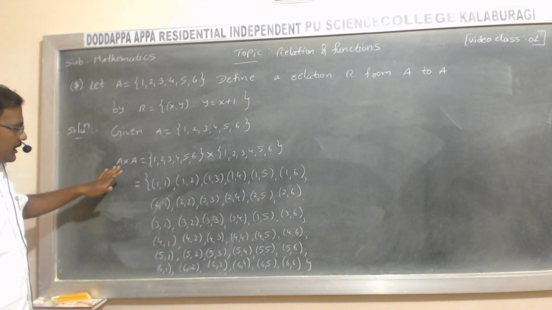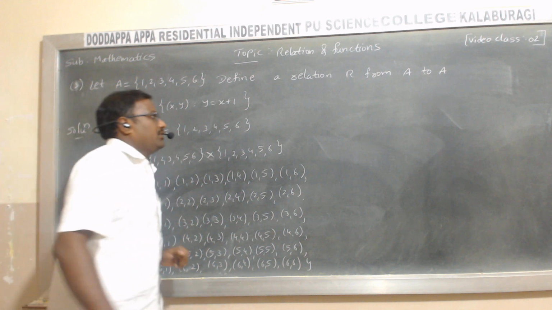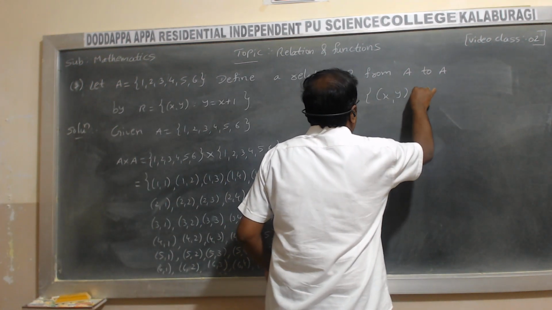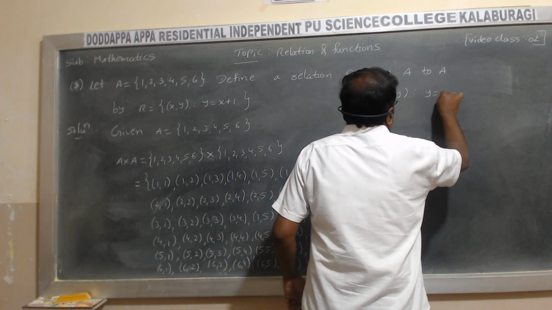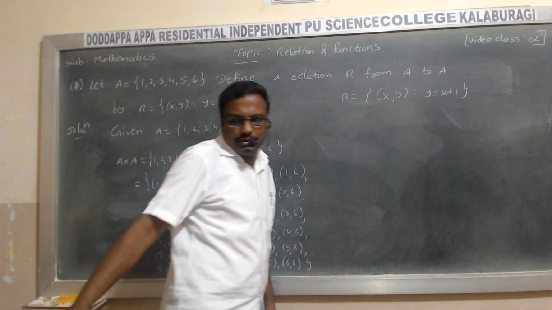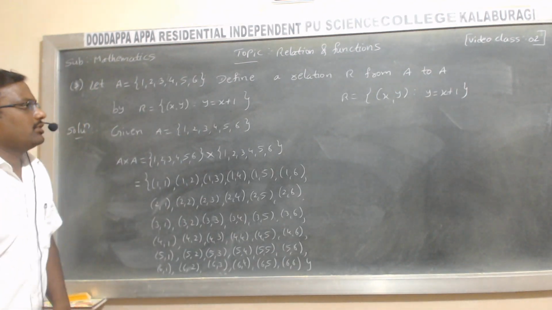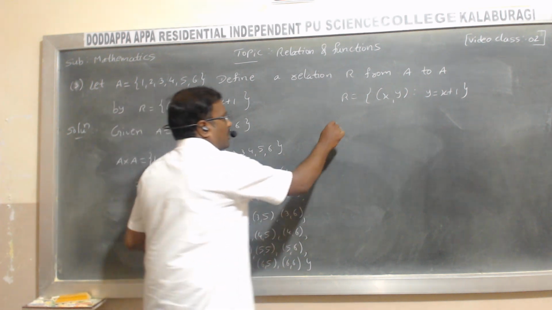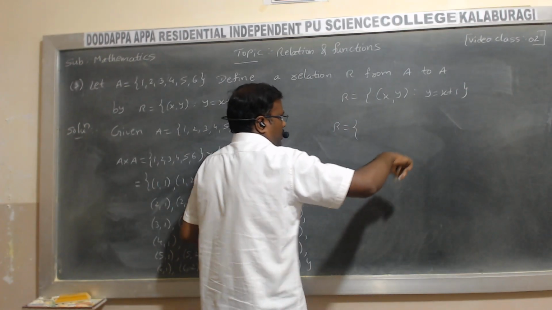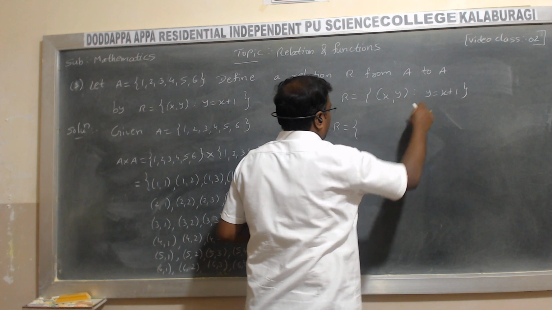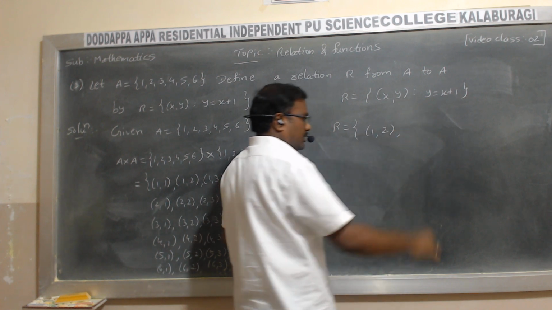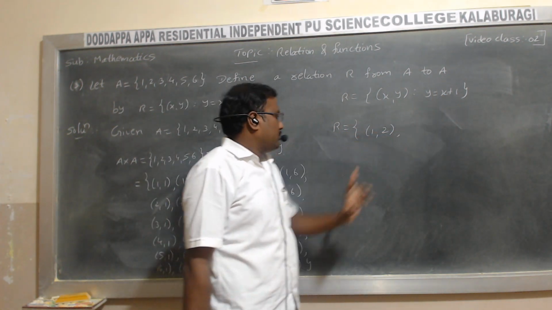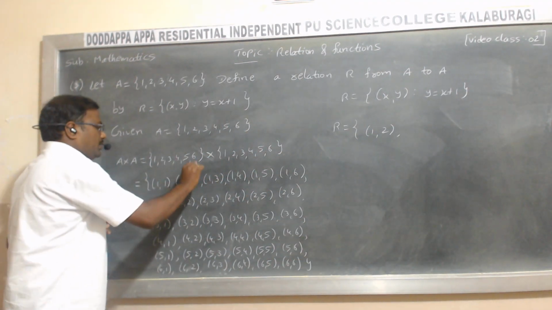Now you find A cross A. Now what is the given relation? R is equal to the set of x comma y such that y equal to x plus 1. For example, if x is equal to 1, what is the y value? 2. Here if you put x is equal to 1, y should be 2, that is this value.